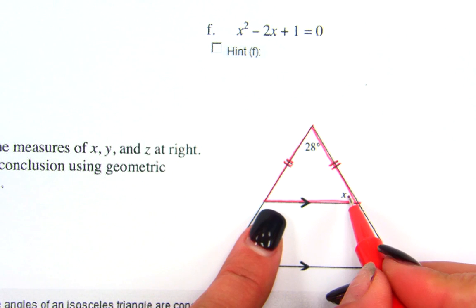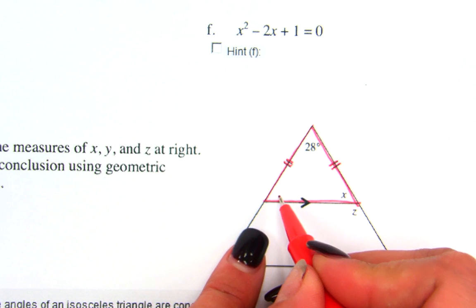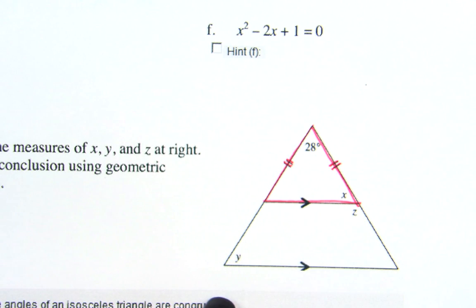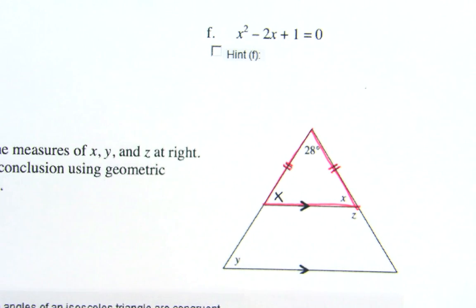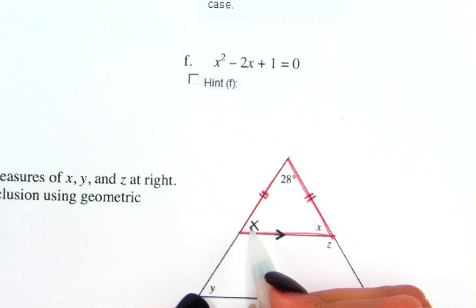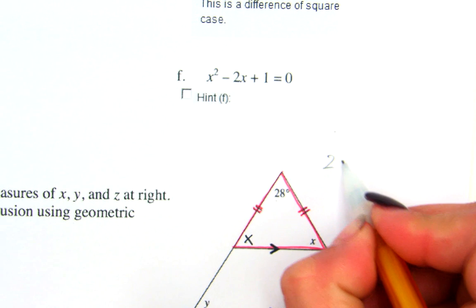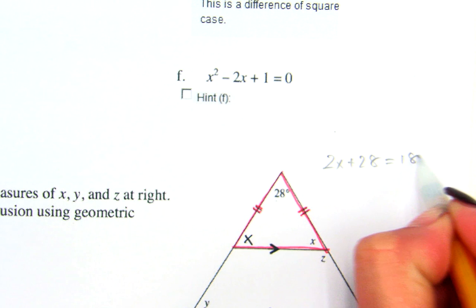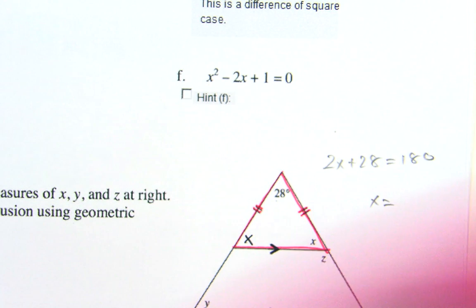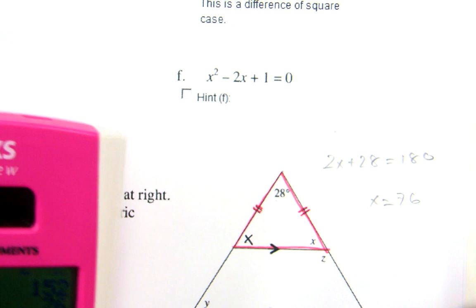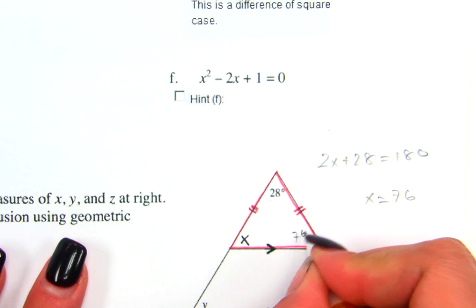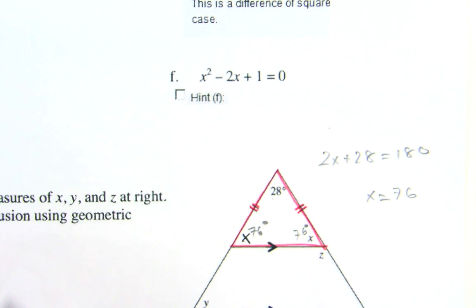So if this right angle is x, this left angle on the bottom, the base angle, has no choice but to also be x. So that's x and x. Now, we have x, x, and 28, so we have 2x plus 28 is equal to 180. So that gives us an x value of 180 minus 28, 152, divided by 2 gives us 76. So we got 76 degrees on this side and 76 degrees on this side. And so that's x.